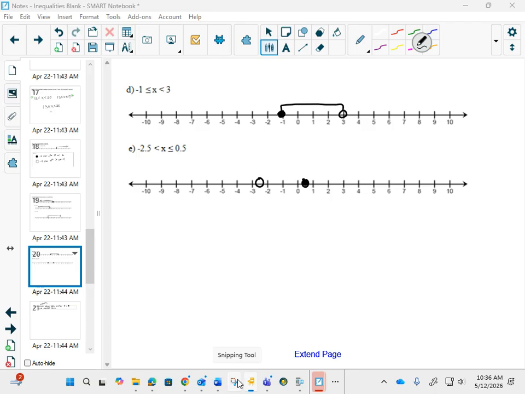Uh-oh. So the equal sign is with the 0.5. So we fill in the one with the equal sign. We leave the -2.5 as an open circle. Then connect those dots. That is your solution. Those are where the x values would be between -2.5 and 0.5.